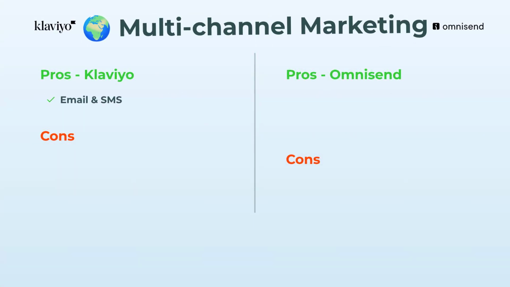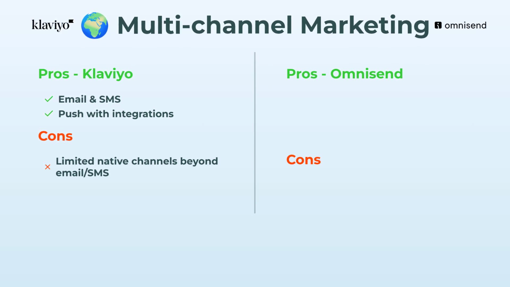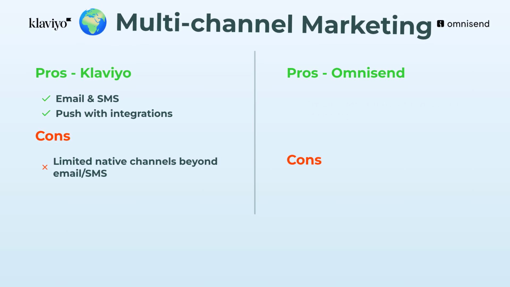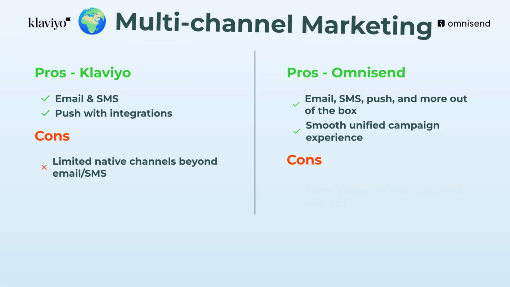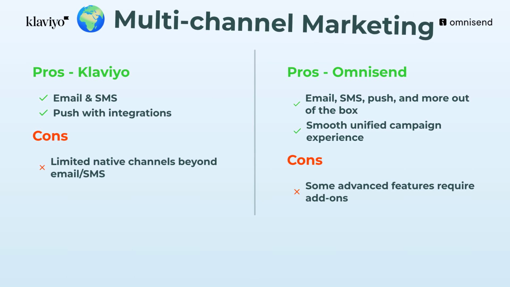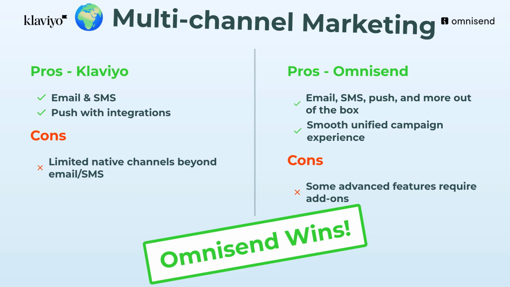And now, multi-channel marketing. Klaviyo covers email and SMS natively, and you can get push with some integrations, so it's decent if you just want to hit inboxes and phones. But in 2024, you probably want more channels, right? Omnisend comes packed out of the box with email, SMS, web push, and it just feels so much more unified. Campaigns come together really smoothly. Few advanced things are locked behind add-ons, but still, for multi-channel, Omnisend easily wins.